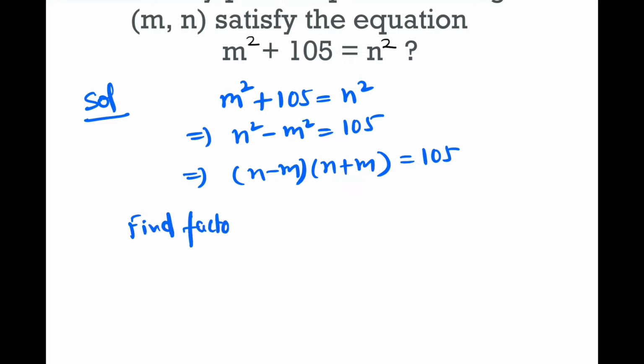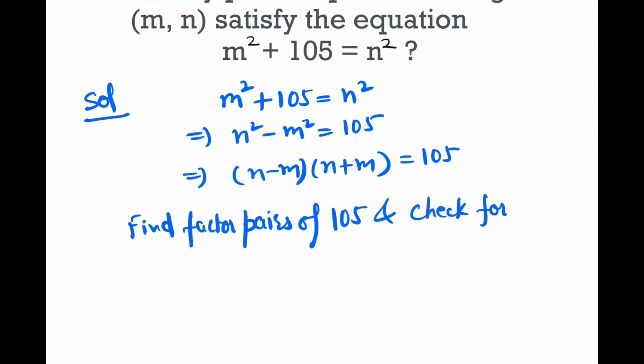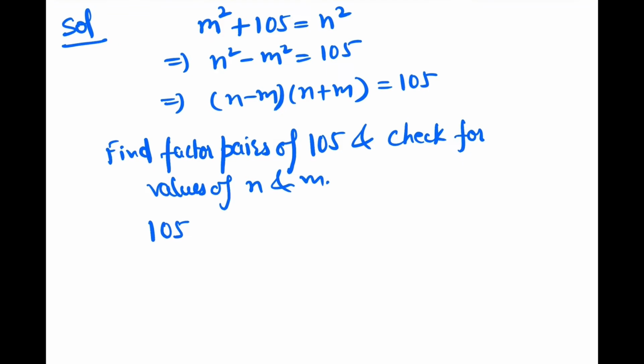factor pairs of 105 and check for values of n and m. So for this, 105, first we can write 105 equal to 105 into 1.